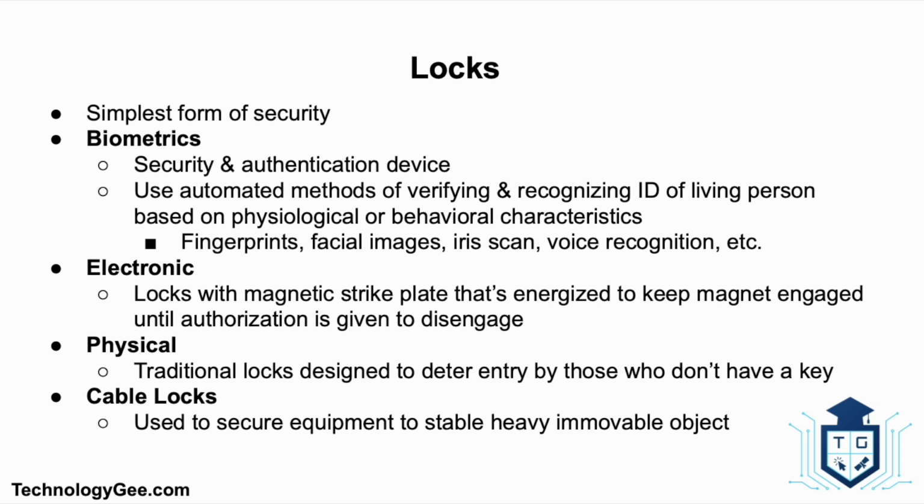You have electronic locks, and these are locks that usually have a magnetic strike plate that are energized to keep the magnet engaged until authorization is given to disengage, thereby releasing the magnetic hold. You have physical locks, and these are traditional locks designed to deter entry by unauthorized users who do not have a key. And then you have cable locks, and these are devices deployed to secure equipment to stable, heavy equipment in a room that is not easily removed. An example of this would be a laptop cable lock that is secured to a desk that is extremely hard to move.